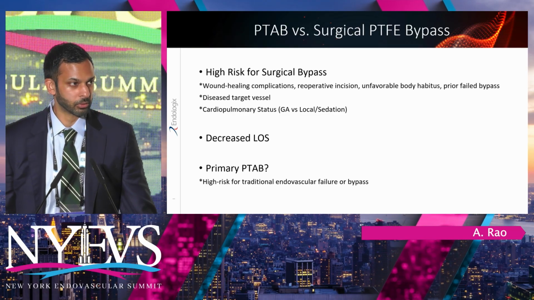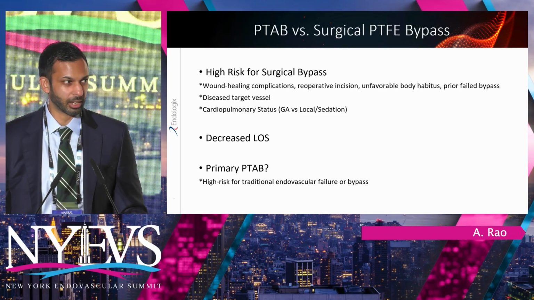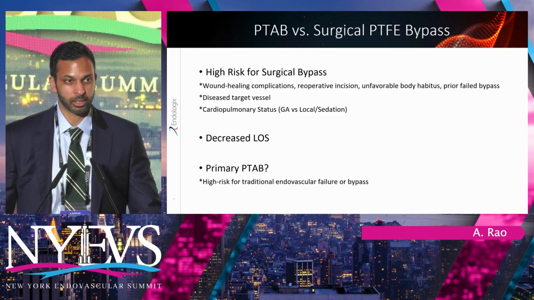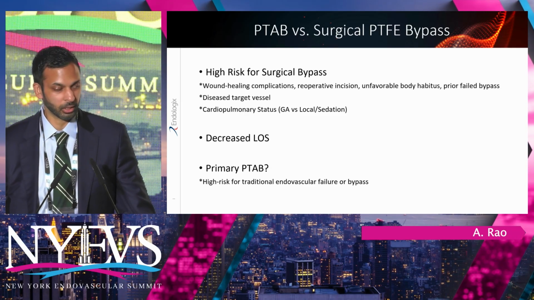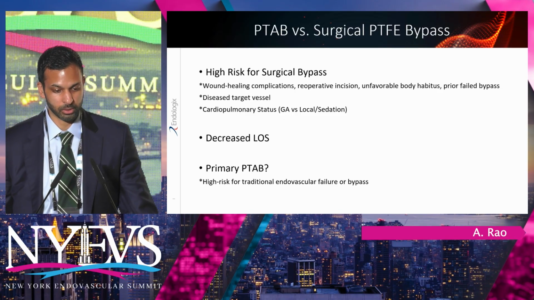Additionally, you still have to sew on a vessel, so you may have an open popliteal artery, but if there's a lot of calcium there, a lot of plaque, it's going to be hard to sew to that vessel, and you might not get a good result. You might run into bleeding. So again, another option is to use a PTAB.